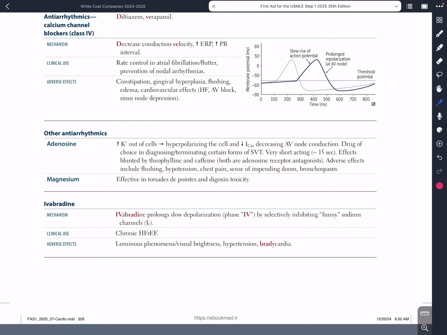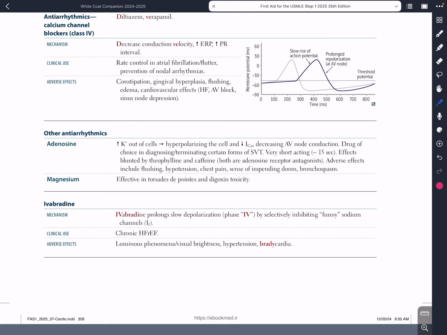The half-life of adenosine is 15 seconds, and its effect is blunted by theophylline and caffeine. Both are adenosine receptor antagonists. So these two things can blunt the effect of adenosine.